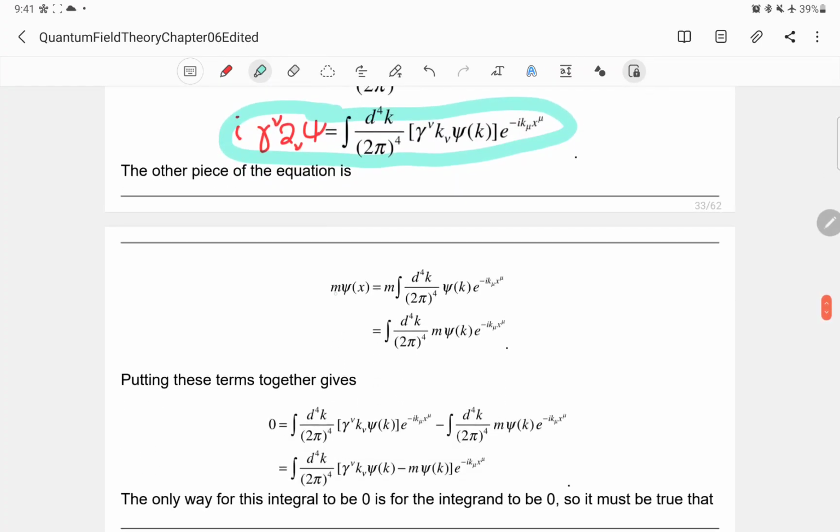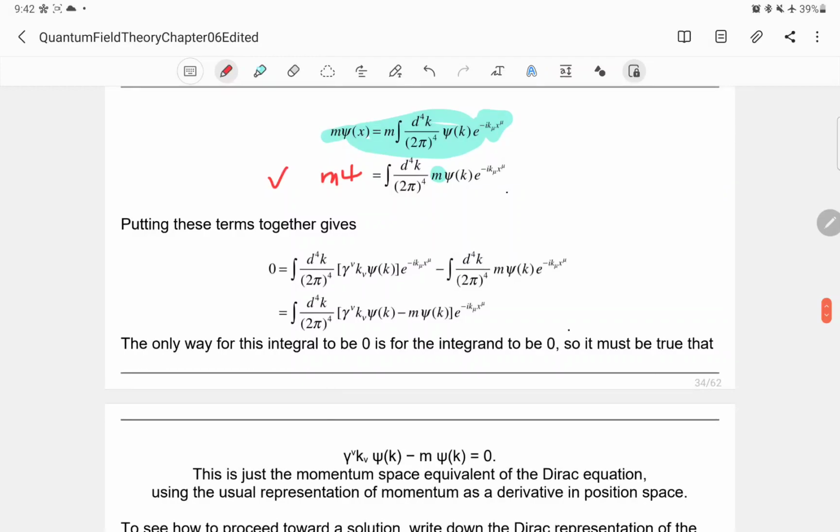The other term is this one. m is just a constant, so you can go in and out of the integral at any time. So you can put m here, and this is your m psi. If you subtract this from the first term, you will get the Dirac equation, and that is equal to 0. So you will have these terms, and this is 0.